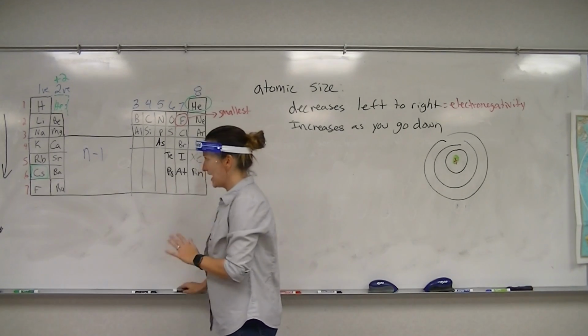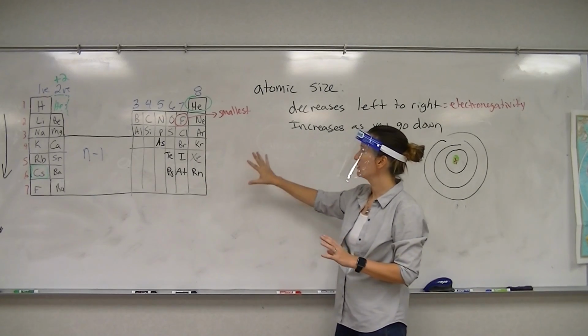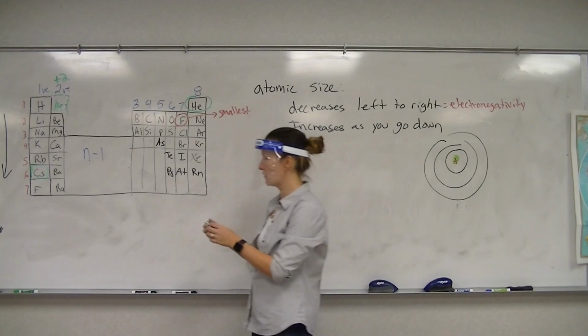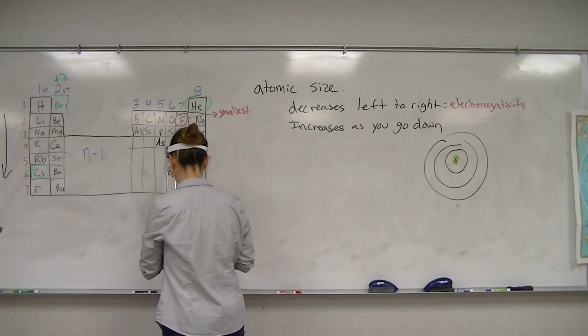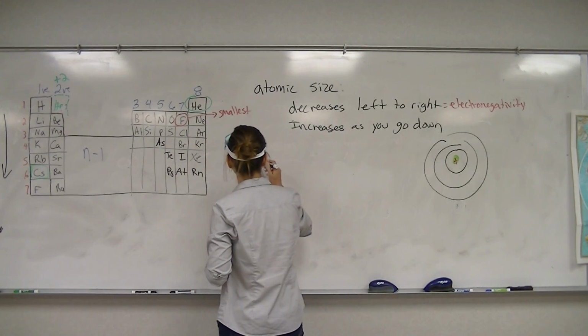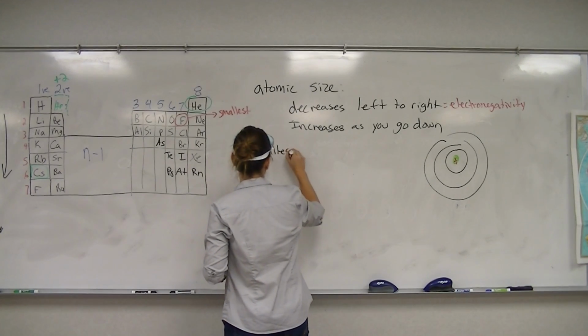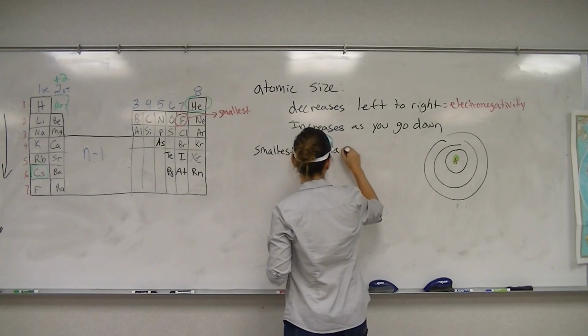So let's do a set and apply these rules and figure out which is largest, smallest, so on and so forth. So where should we go? Smallest to largest? Yeah, let's do that. Smallest to largest. We're going to put in order.